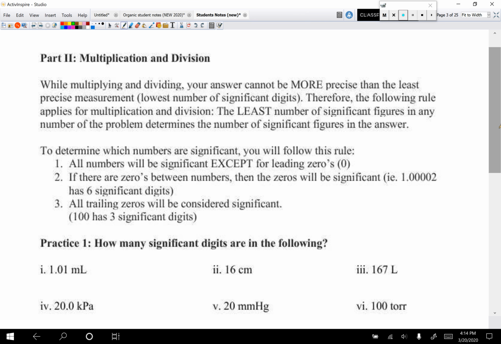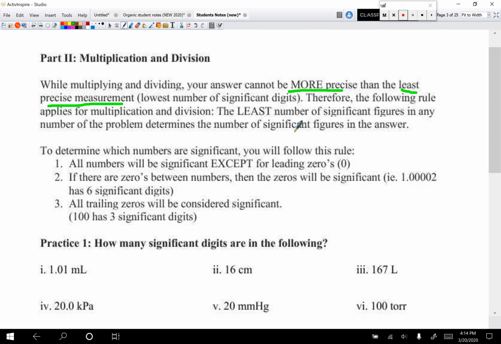Next one's multiplication and division. Now, most of our equations that we are going to have will use multiplication and division. So these rules are kind of the main ones that we're going to follow. Now, this one right here, we have to make sure our answer cannot be more precise than our least precise measurement. So that means the lowest number of significant digits inside of our equation.